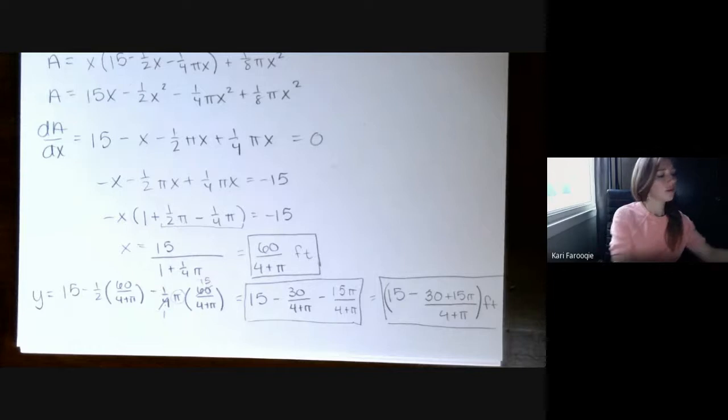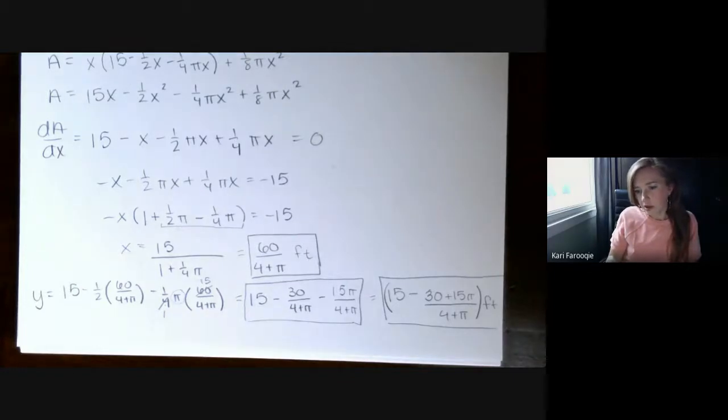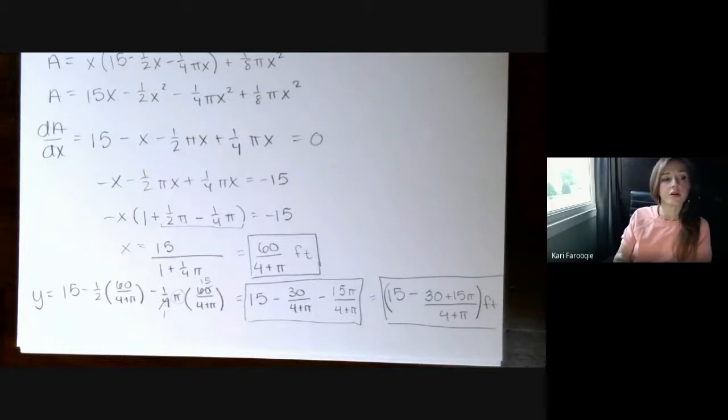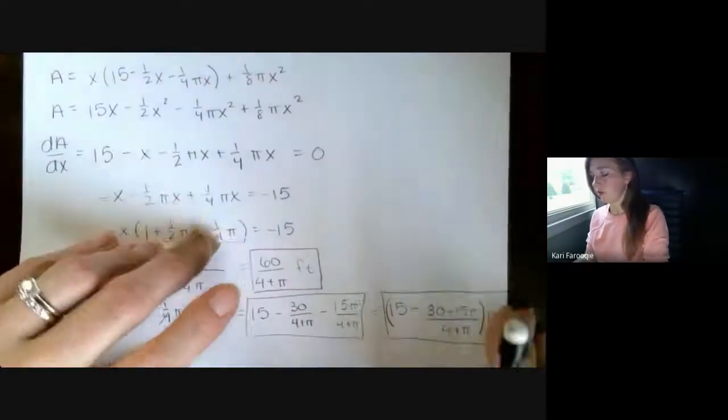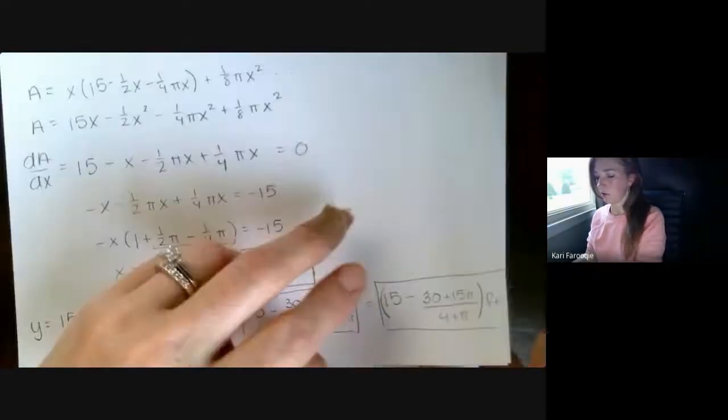Let's see what's next. Number 13 on the test 5 review. So this was another FTC problem, finding the derivative.